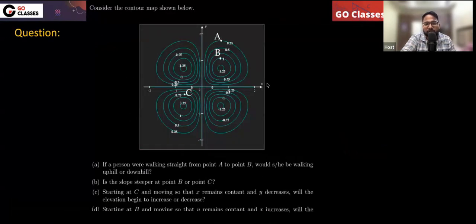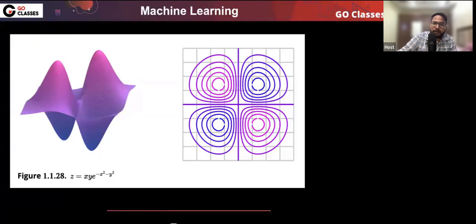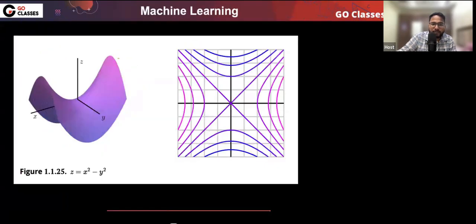Okay, so let's do this final question before we wind up the contour discussion. Suppose there are some contours which are given. If a person were walking straight from point A to point B, would he be walking uphill or downhill? Suppose someone is walking from A to B. You don't know which one is the top, in the sense that we have seen these kinds of examples, right?